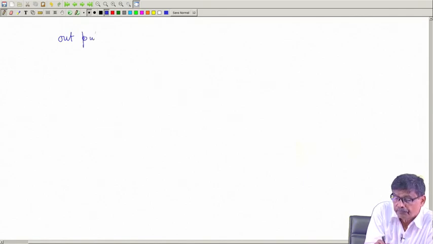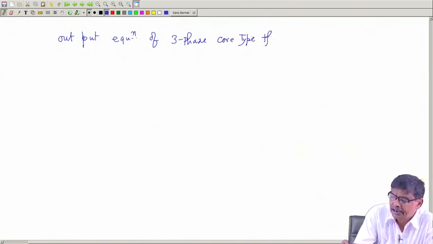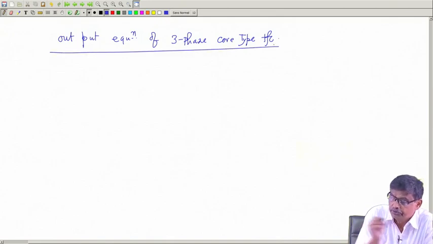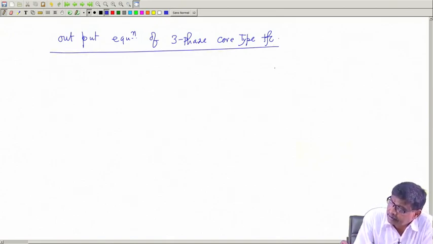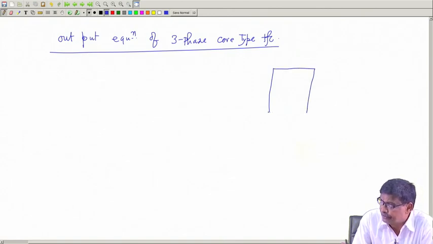Output equation of a 3-phase transformer, 3-phase core type transformer. In the same way it can be found out. I leave it to you to find it out. That is, you remember, I leave it as an exercise to you.